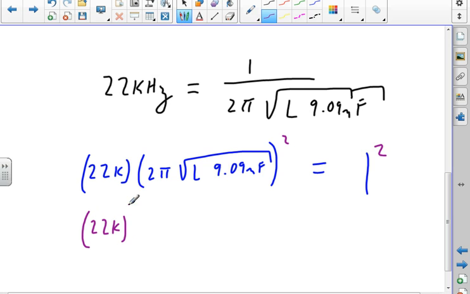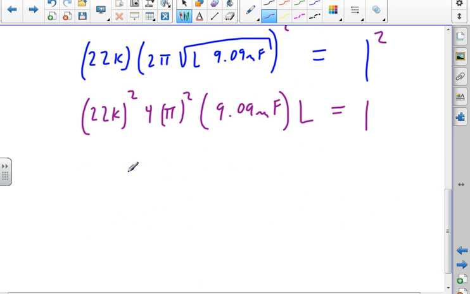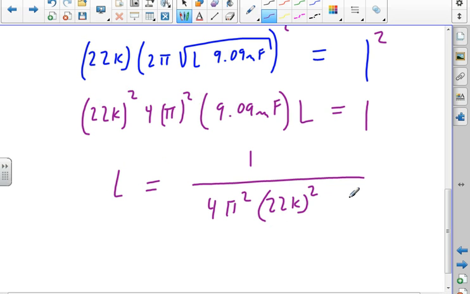22K squared times 4 times pi squared times 9.09 nanofarads times L is equal to 1. And then I'm going to say L is equal to 1 divided by 4 pi squared, 22K squared, 9.09 nanofarads. And now I'm ready to use my calculator.